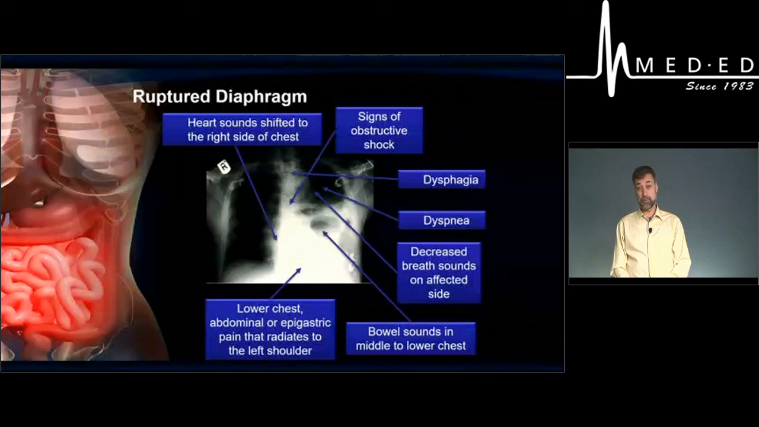There could be signs of obstructive shock. The esophagus may get twisted, leading to dysphagia. Of course, all the abdominal contents in the chest can result in dyspnea. And then the patient may complain of pain in the shoulder, chest, or upper abdomen. If your patient does have a ruptured diaphragm, they will require surgical intervention. There, that's chest trauma. So best of luck on your studies, everybody.